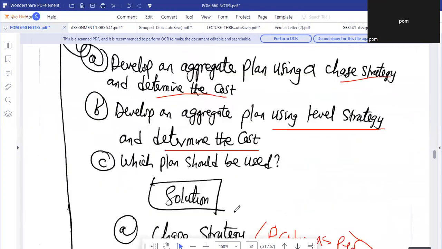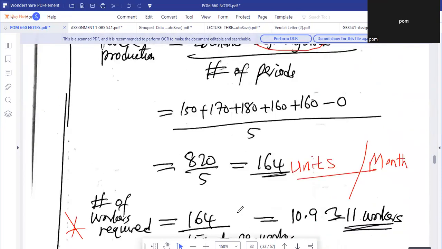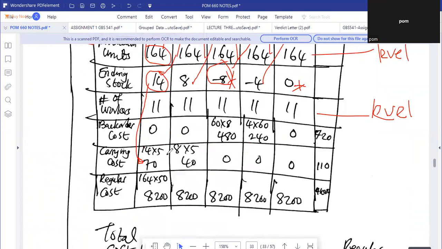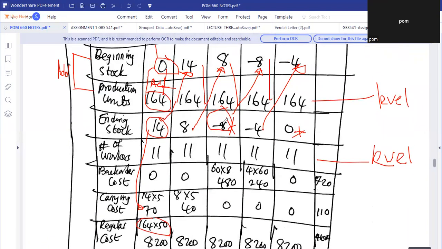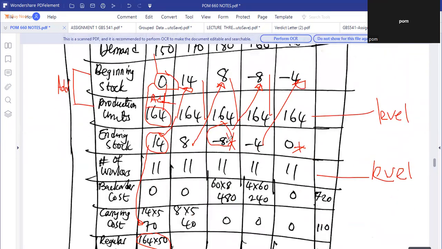But how many units are we producing? We are producing on a level basis, we are producing 164 units. So that's why 164 multiplied by 50, so it will be constant. So we're getting the back order cost. We have a back order in week 3, which is -8. That is where we are running out of stock.